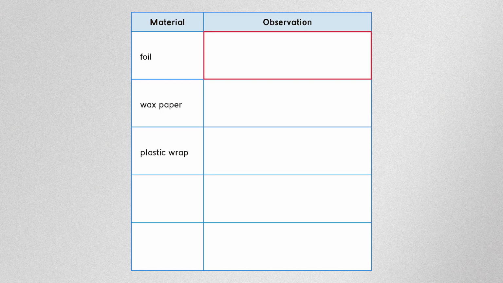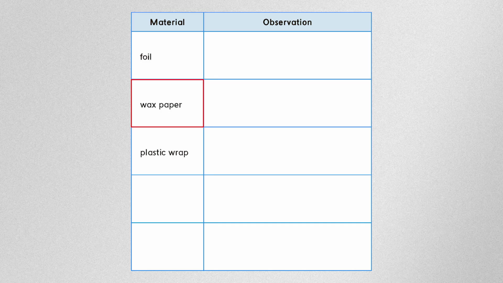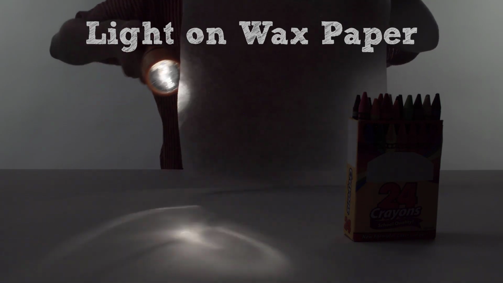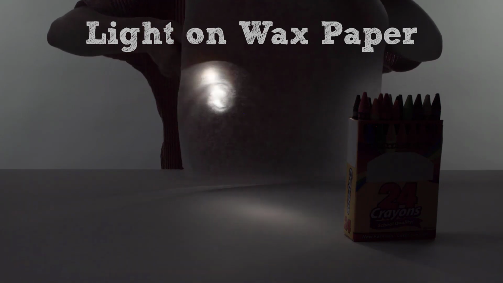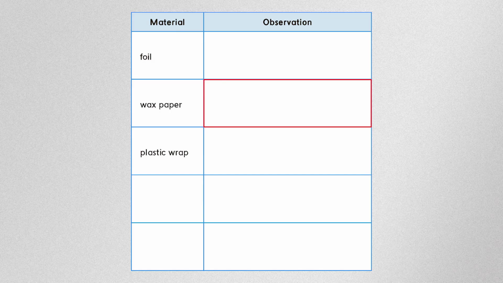What happened? Did the light pass through the aluminum foil? Record your observations in the table. When ready, select Next. Next, select wax paper to observe what happens when light shines on wax paper. What happened? Did the wax paper block the light from the flashlight? Record your observations in the table. When ready, select Next.